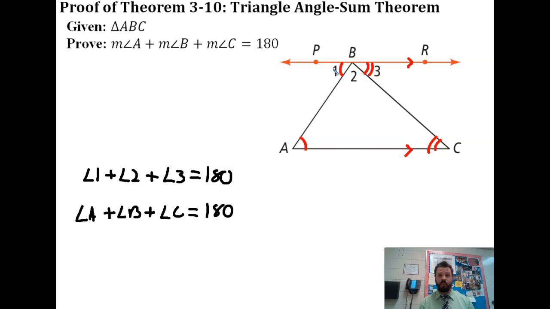All right, so since angle 1 plus angle 2 plus angle 3 equals 180, and angle 1 is the same as angle A, angle 2 is the same as angle B, and angle 3 is the same as angle C, we know that A plus B plus C also have to equal 180. Okay, so that's where our parallel line properties come in for the proof of the triangle angle sum theorem.